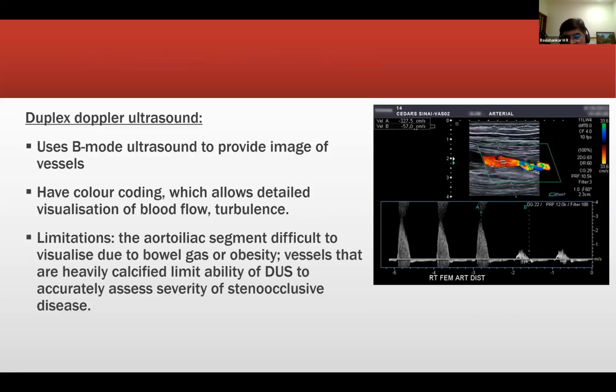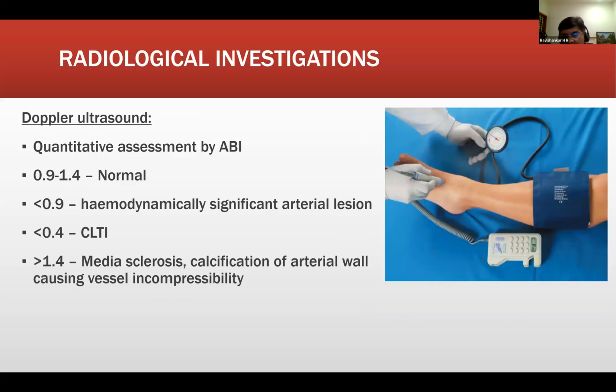And where is this high ABI commonly seen? It is spuriously high. There is limb ischemia, but the ABI is high, in diabetes mellitus patients. Correct. Small vessel calcification in diabetes, so you get higher values. Yes, sir.